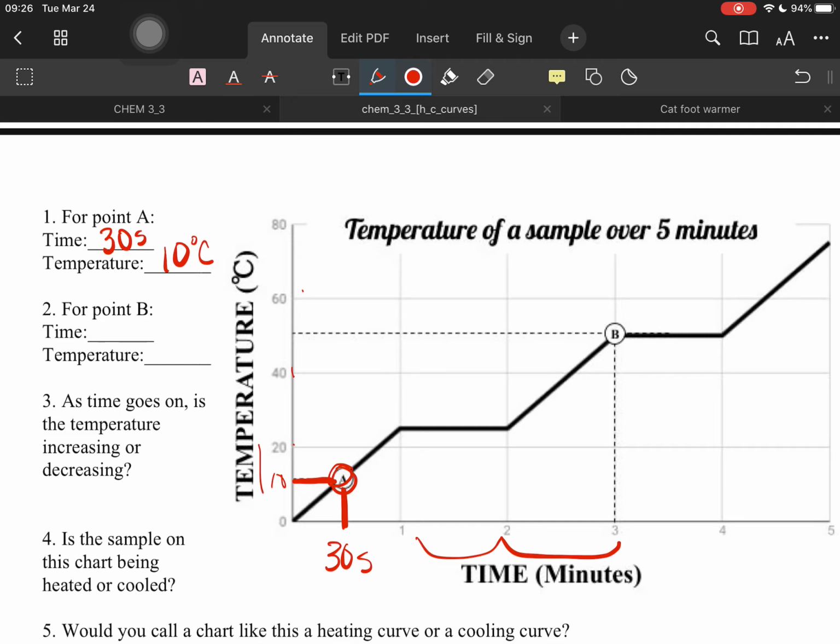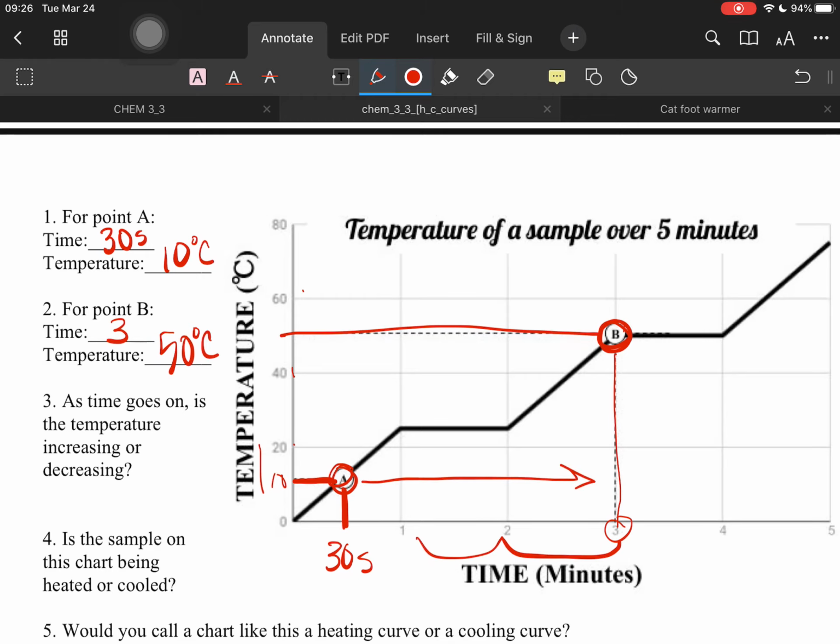Okay, so for point B, we're going to do the same thing, right? We're going to go down 3 minutes. Temperature, we're going to go over. It looks like it's 50. Great. Okay, so as time goes on, is the temperature increasing or decreasing? And time, right, as time goes on, we're going this way. Temperature is going from 10 degrees Celsius up to 50 degrees Celsius. So it is increasing the temperature.